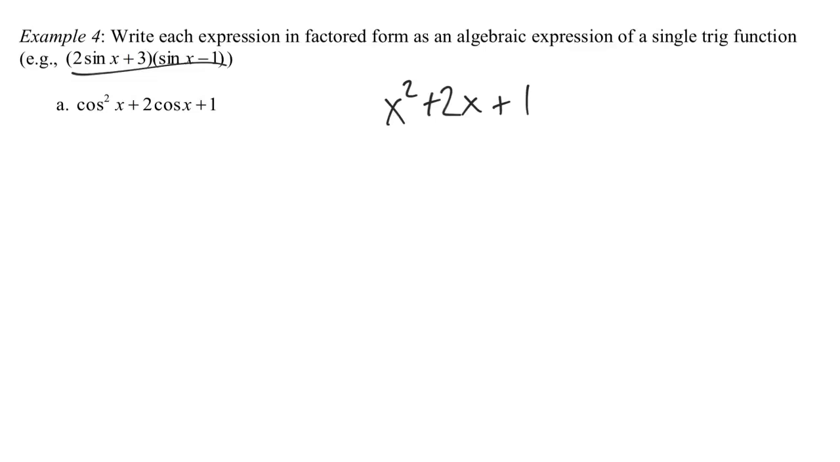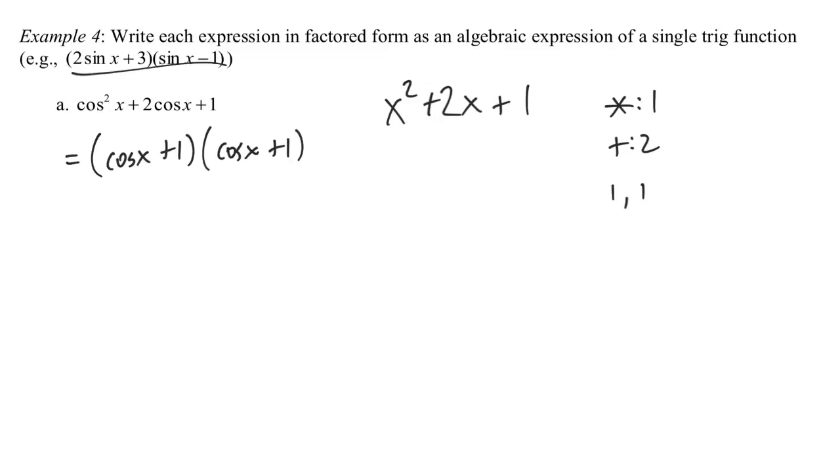And so how would I factor this quadratic? Well, because the lead coefficient is a 1, I just need factors that multiply to 1 and will add to 2. That would be 1 and 1. And so therefore, this is going to equal cosine x plus 1 multiplied by cosine x plus 1. And that would be the final factored version of that original expression.